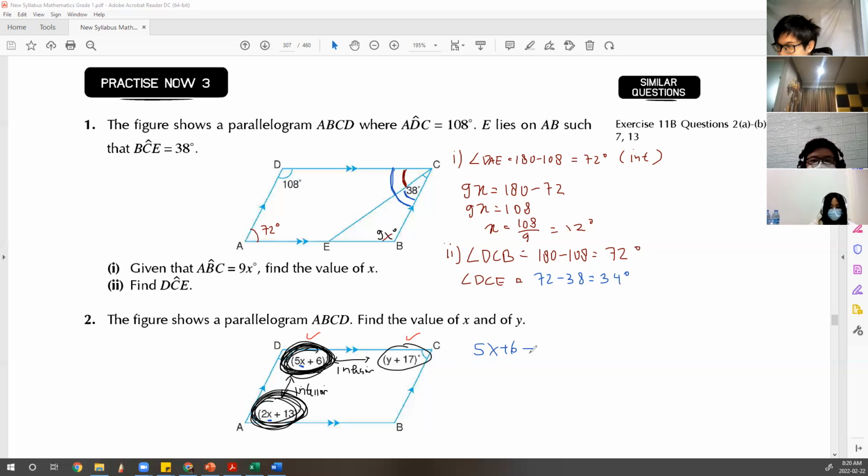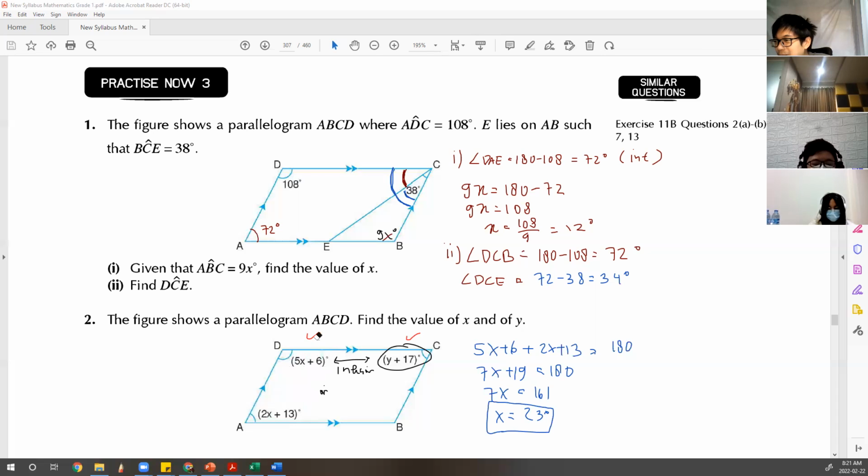5x plus 6 plus 2x plus 13 are interior angles. Interior angles sum up to 180, right? So this is 7x plus 19, sorry, not 18. 6 plus 13, yes. 7x plus 19 equals 180. 180 minus 19 is 161. So x can be found by 161 divided by 7. 23 degrees. Okay. After you get 23 degrees, everything looks simple.